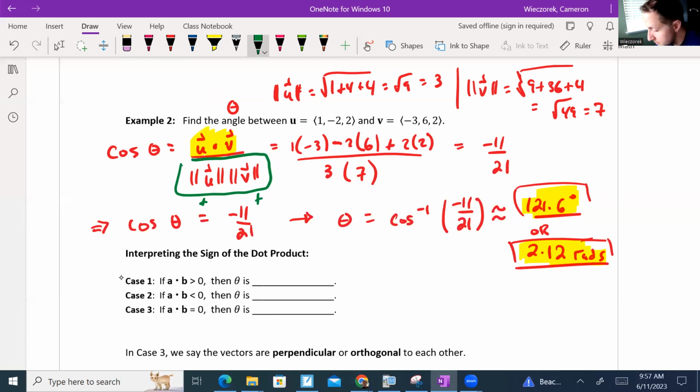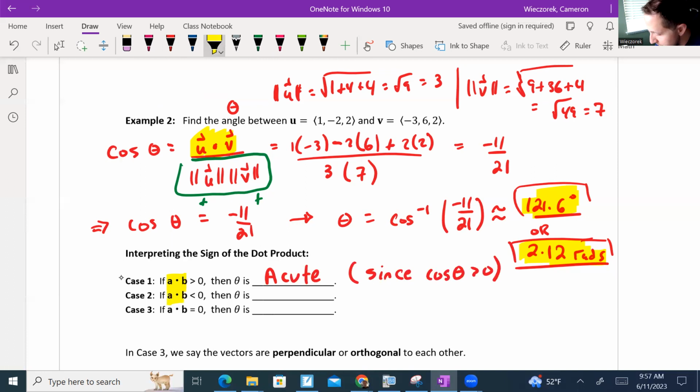If the numerator ends up being positive, if that dot product is positive, well, then your cosine of your angle is going to be positive. That means the angle has to come from quadrant 1, which means your angle is going to have to be acute. This is since cosine of theta is going to have to be greater than 0.